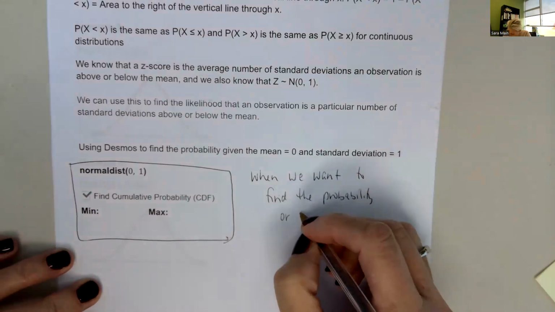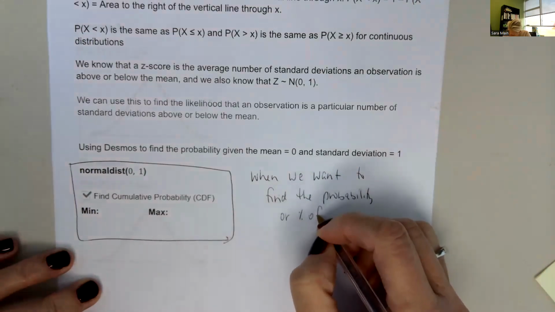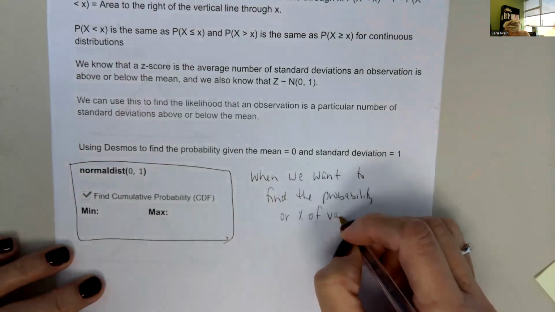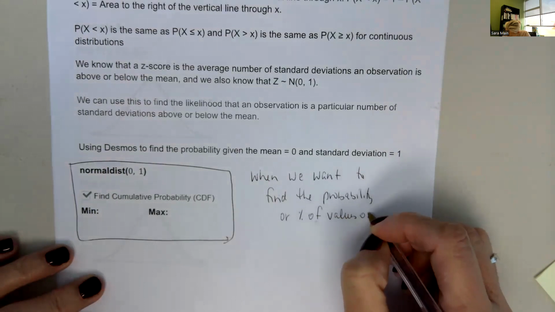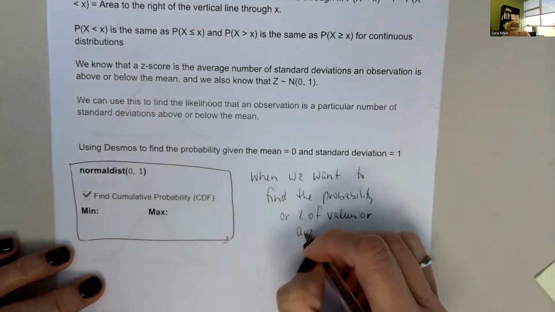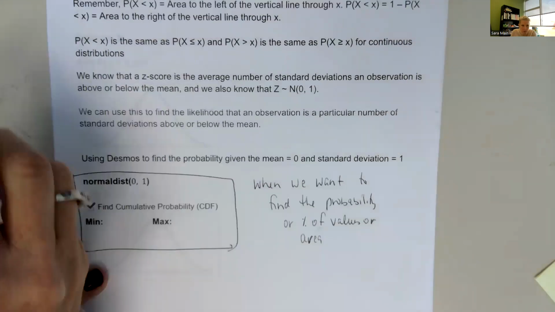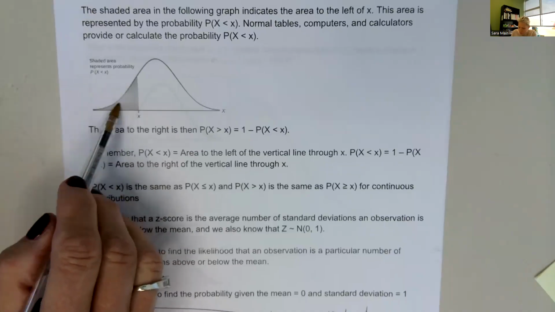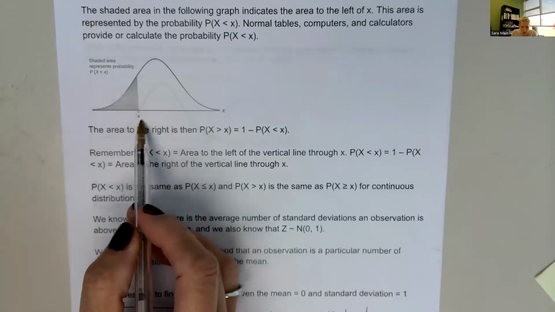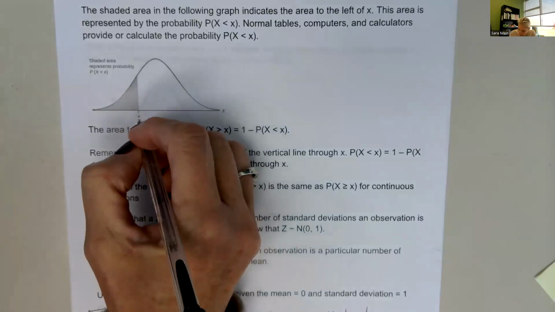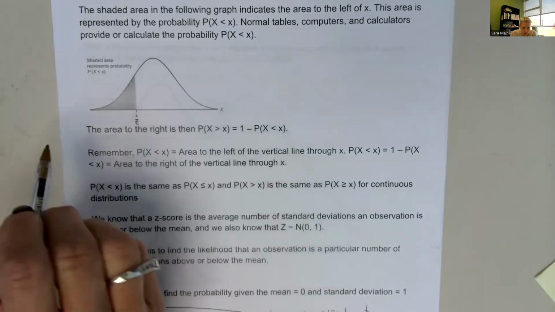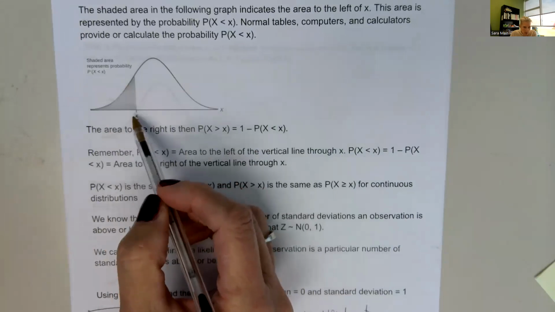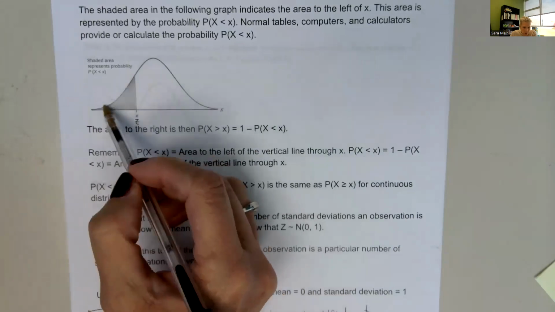The probability or percentage of values, or area. So remember, this up here is area, percentage values, or probability. And down here is where we mark the X value or the Z value that we have been given. It's important that when you draw your curve, you're always marking your X and your Z values down here and your probability or percentages up here.